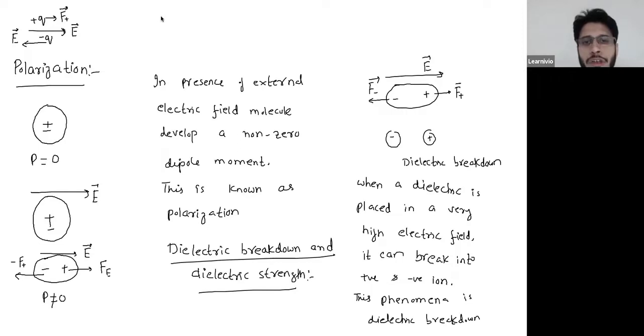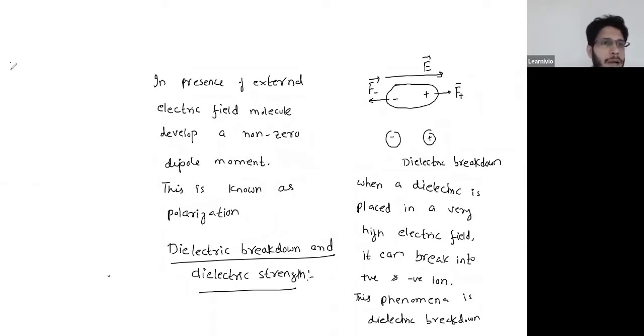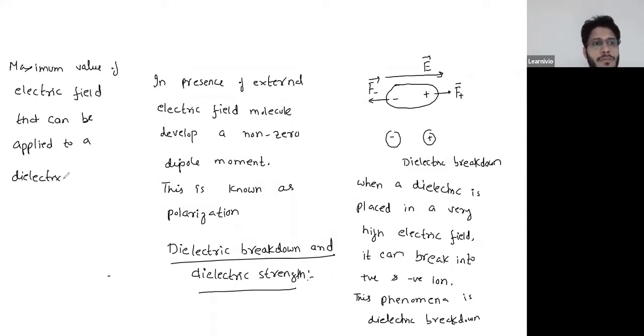So if you apply an external electric field to a dielectric molecule, then positive and negative charges will experience forces in opposite directions. The stretch will keep on increasing, and at a particular value of field, the dielectric breaks down. That's known as dielectric strength. I'm writing the definition of dielectric strength. The maximum value of electric field that can be applied to a dielectric without its breakdown is dielectric strength.